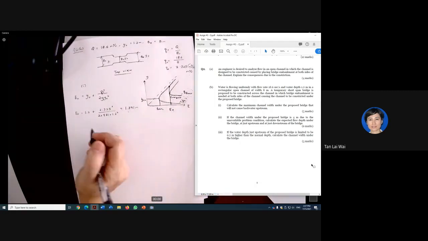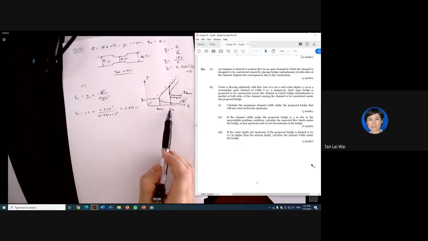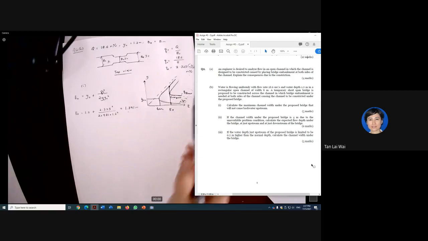Now, after that, we got E naught already. Sometimes you also want to check whether your Y naught is actually here or here. But it's okay, we can find YC naught later. It doesn't matter. So after that, we can get the E min here.